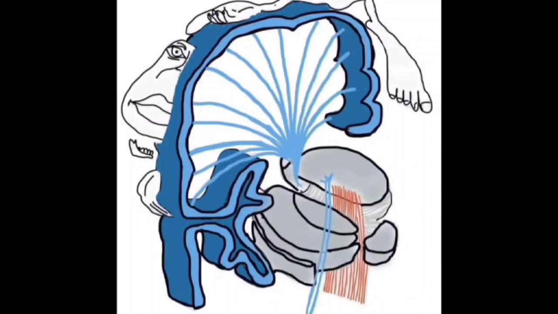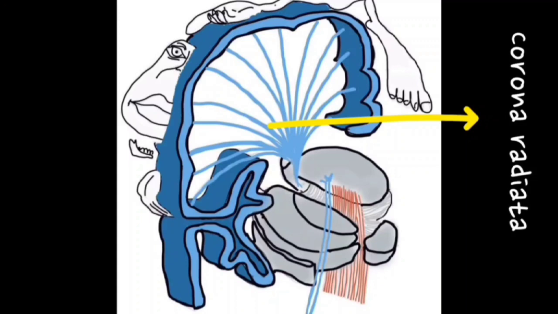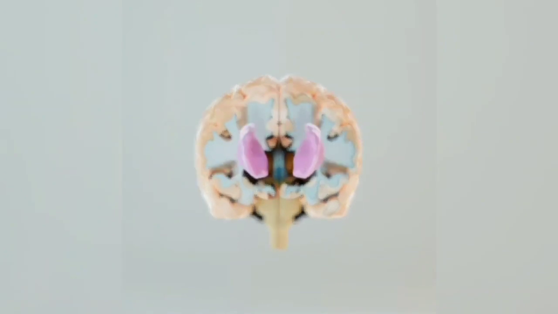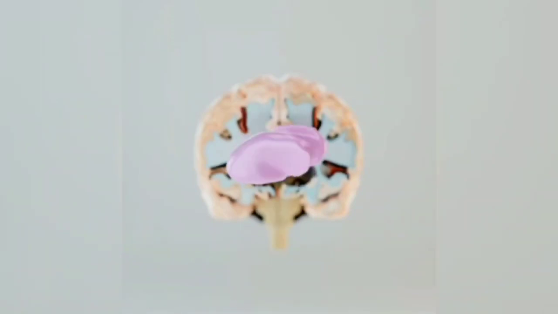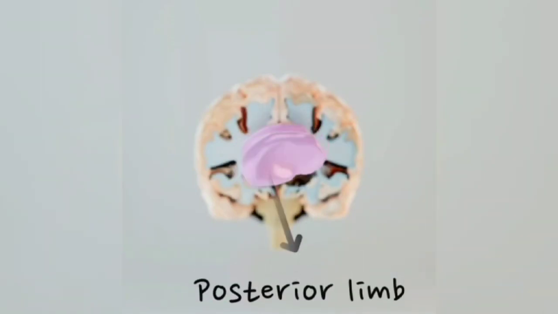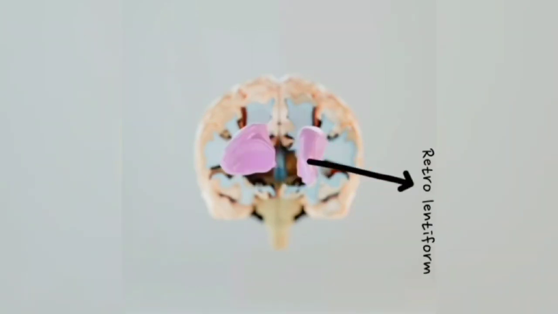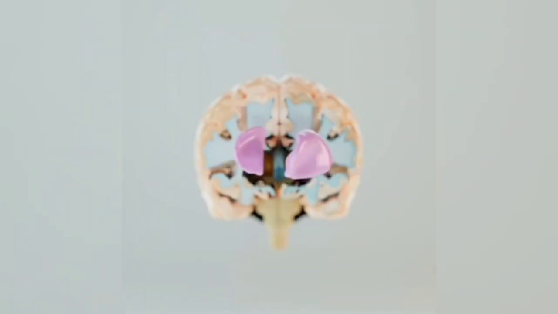Superiorly, the fibers radiate to form the corona radiata and condense caudally as the crus cerebri of the midbrain. The parts of the internal capsule include 5 parts: the anterior limb and the posterior limb, which are joined by a curved part known as the genu; the retrolentiform part, which is behind the lentiform nucleus; and the sublentiform part, which lies below the lentiform nucleus.